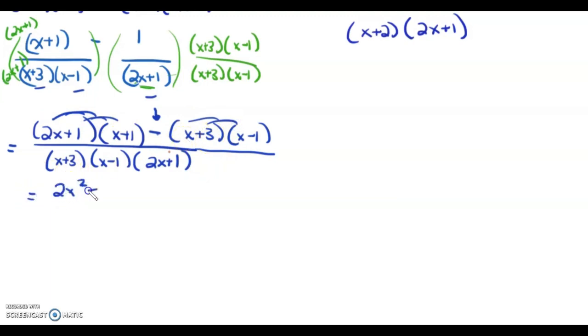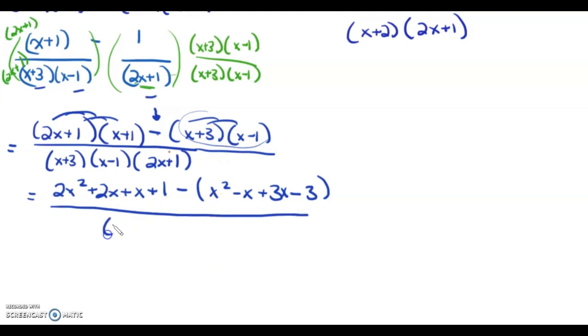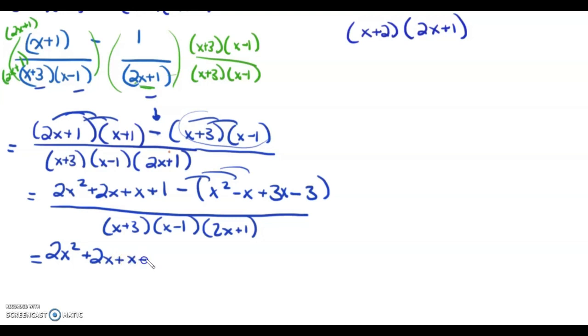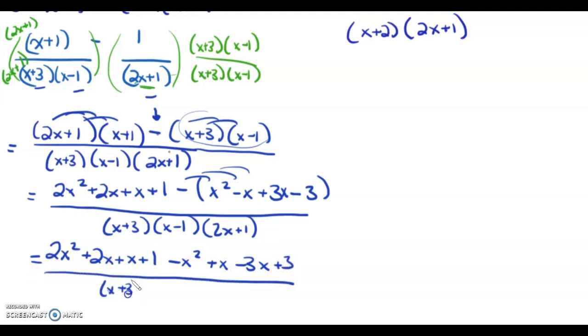I get 2x squared plus 2x plus x plus 1 minus, okay, so let's do 2 at a time. So x squared minus x plus 3x minus 3. Oops, 3x minus 3. Okay, and same denominator, x plus 3, x minus 1, 2x plus 1. Okay, so let's distribute this negative sign into that bracket. So I'm just going to rewrite this. So minus x squared plus x minus 3x plus 3. And again, the denominator is not changing. Just rewrite it as it is.